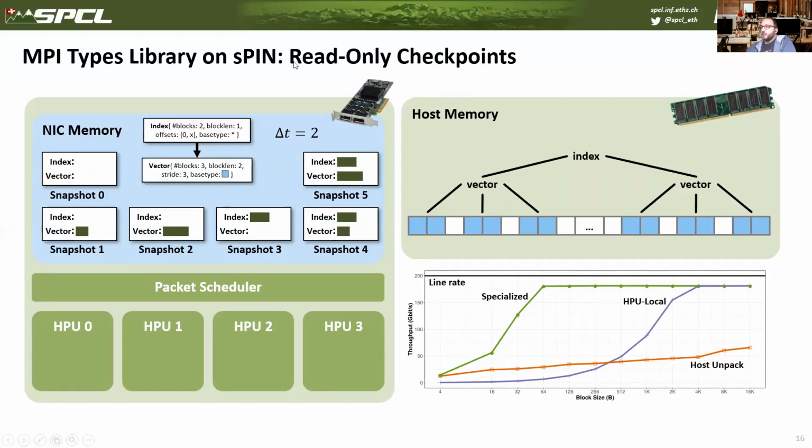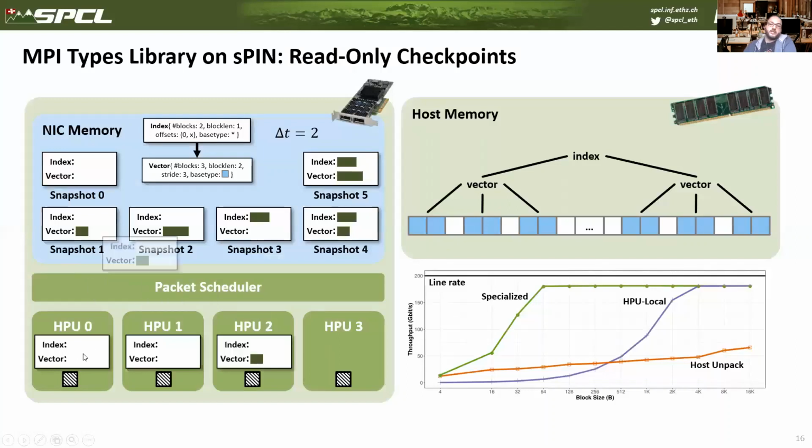So the solution is to use read-only checkpoints. In this case, we receive the packet, and the HPU getting this packet just makes a local copy of this snapshot. At this point, we solve the write conflict problem because each HPU will write to its own copy. And then we don't write back, because writing back would need synchronization again.